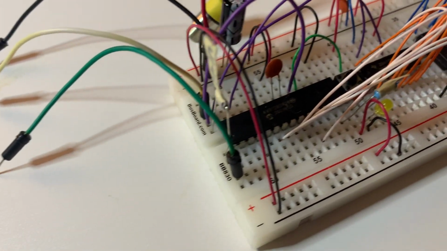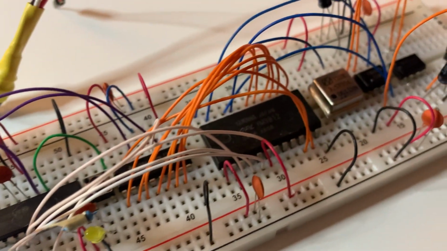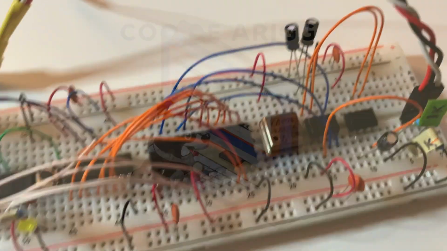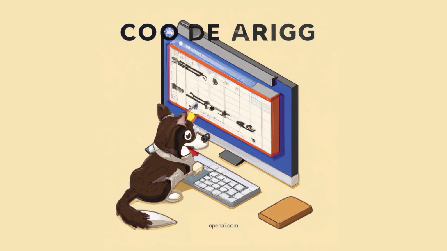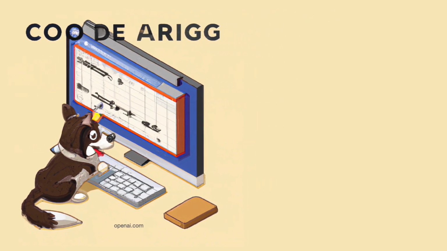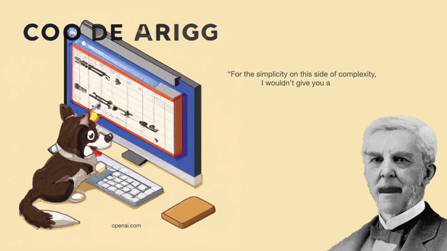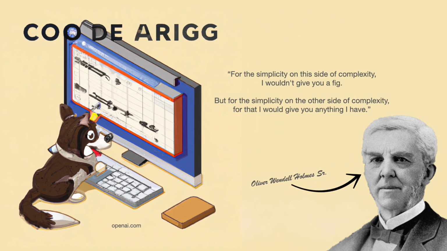Today we're going to take that big beautiful breadboard from the last video and we're going to figure out how the code works. Yeah, it's a one-way trip down a giant rabbit hole of complexity, but why not? You know, a wise man once said, real simplicity lies on the other side of complexity, or something like that.